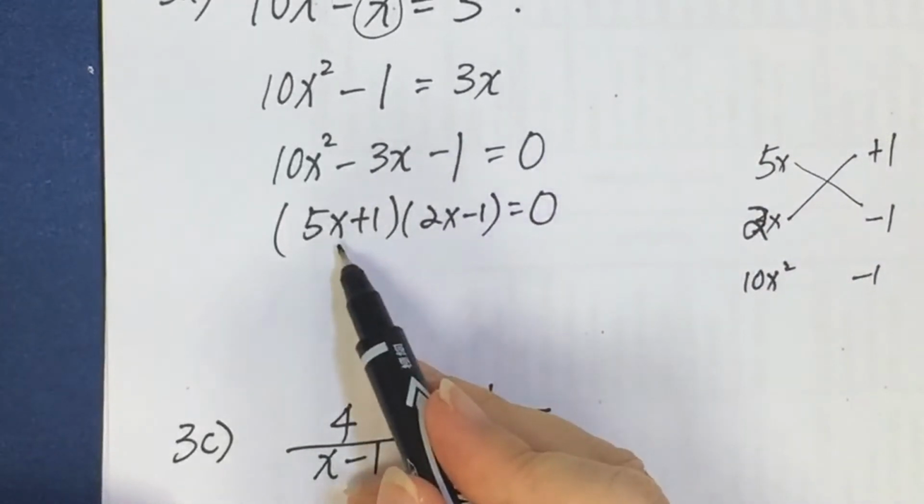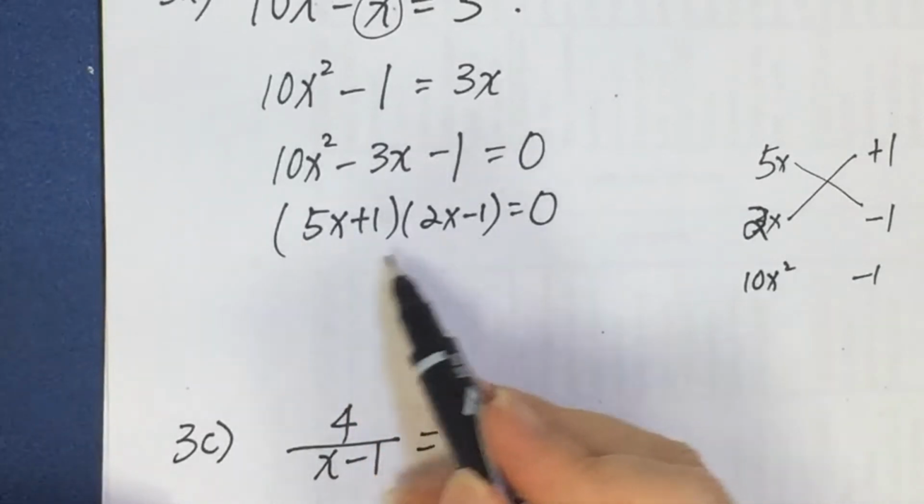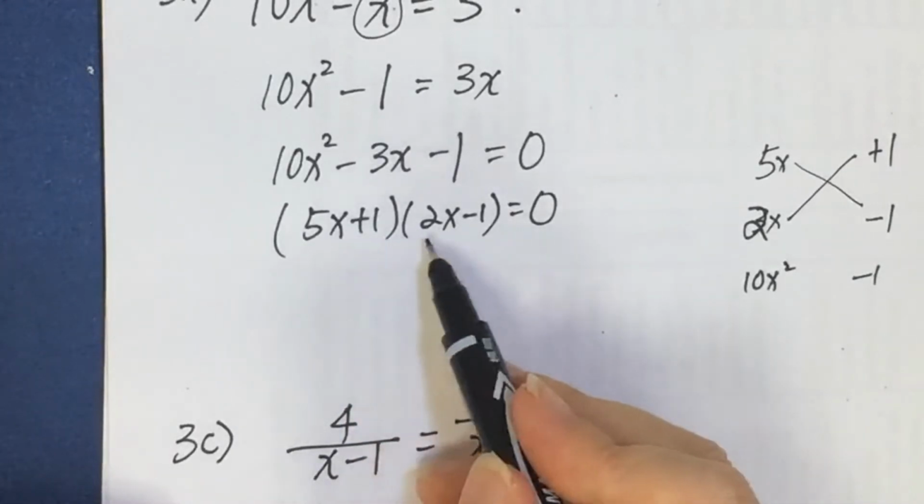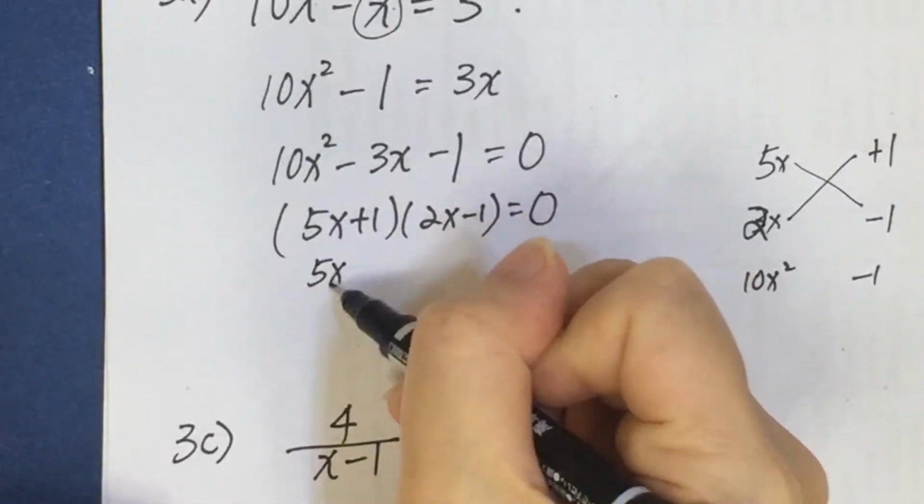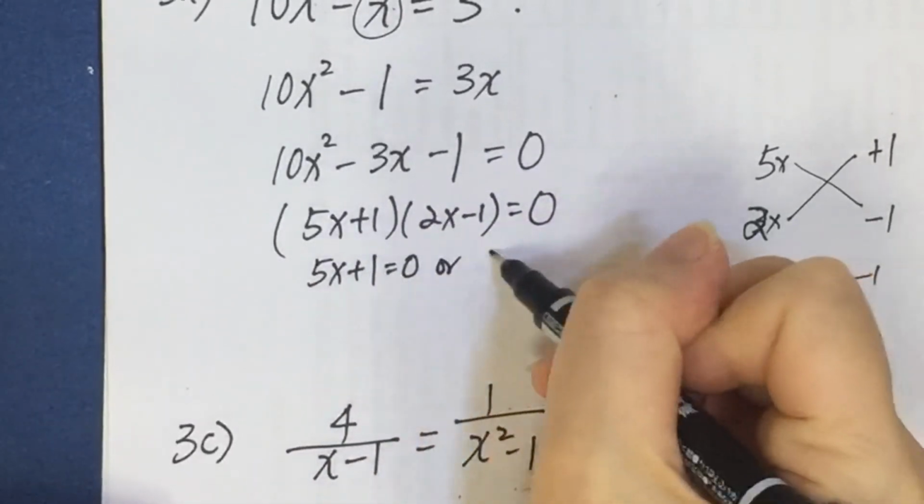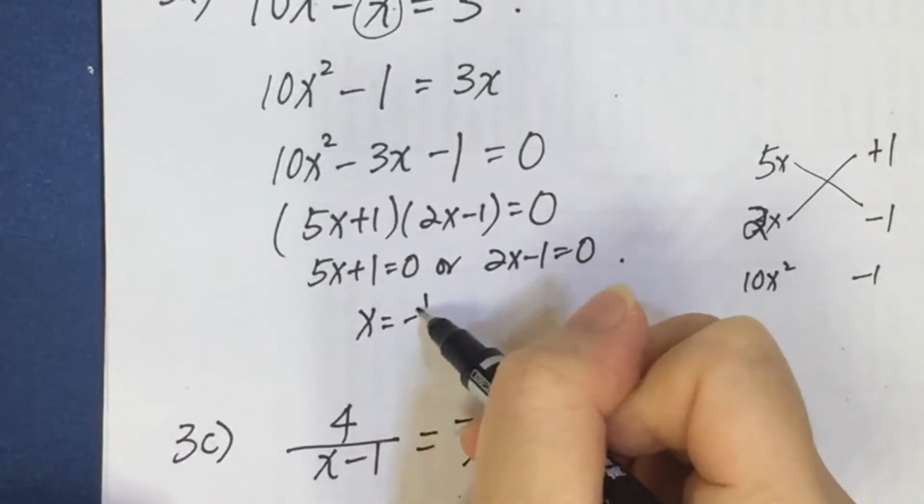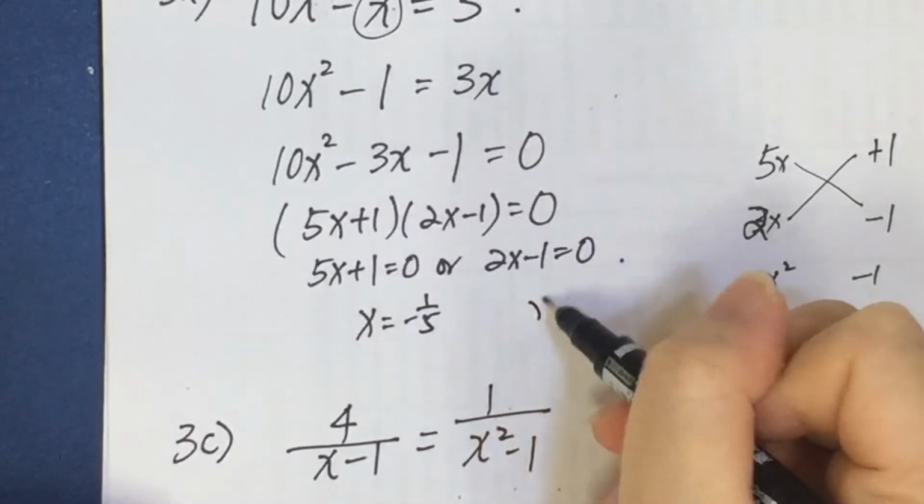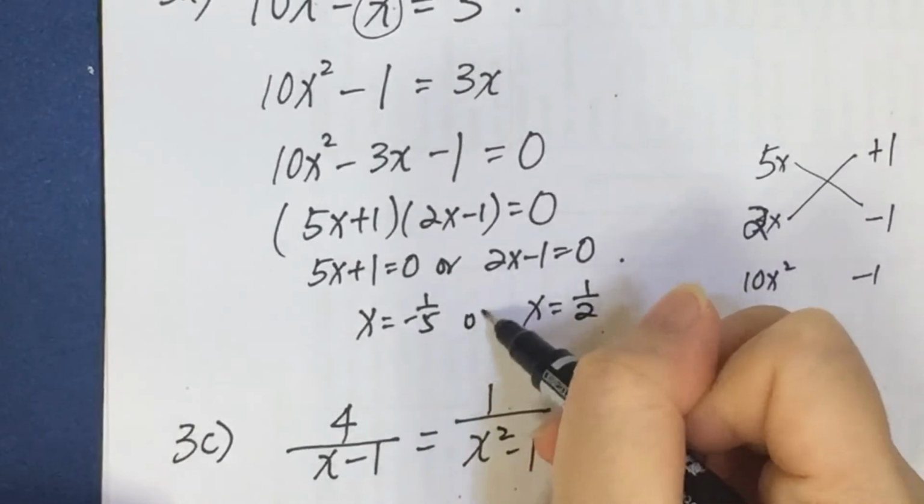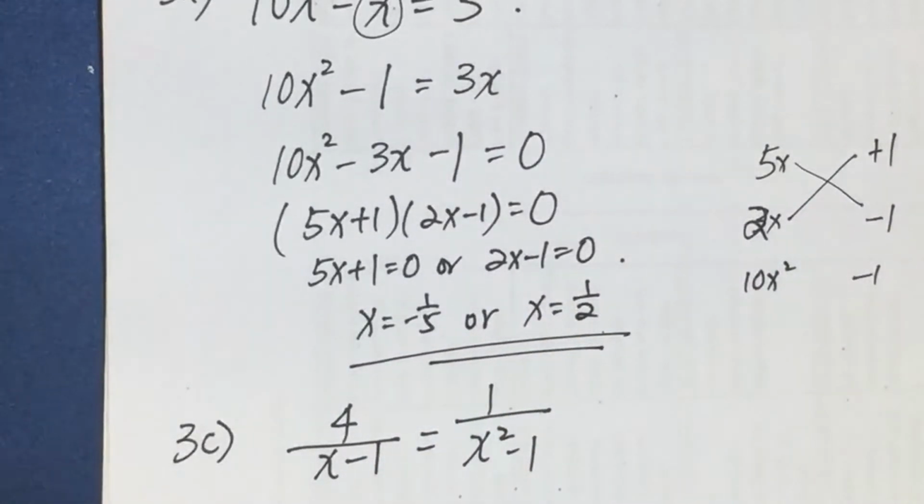When this one times this equals 0, we use the null factor law. When two factors multiply together and we get 0, that means one of them must be 0. So either the first one is 0 or the second one is 0. If the first one is 0, x is negative 1/5. If the second one is 0, x will be half. So therefore, our answer is x equals negative 1/5 or x equals half.